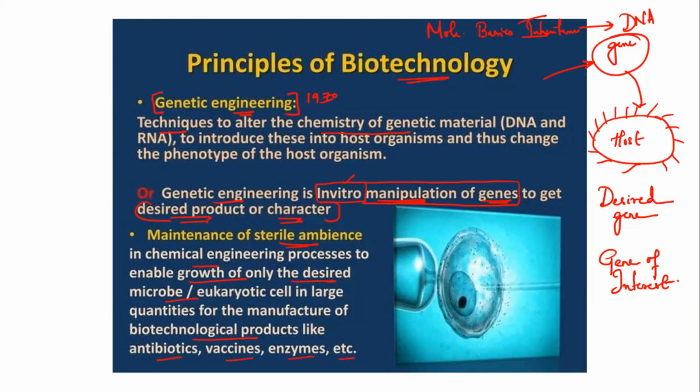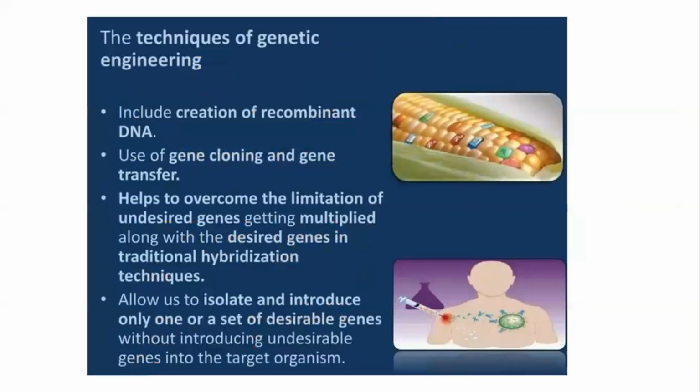So we need the microorganisms or eukaryotic cells in a larger quantity, and the products, like we were discussing, the desired products here, right? And that includes antibiotics, vaccines, enzymes, etc. Now, moving to the next slide, the techniques of genetic engineering. So now how it is being carried out in the laboratories.